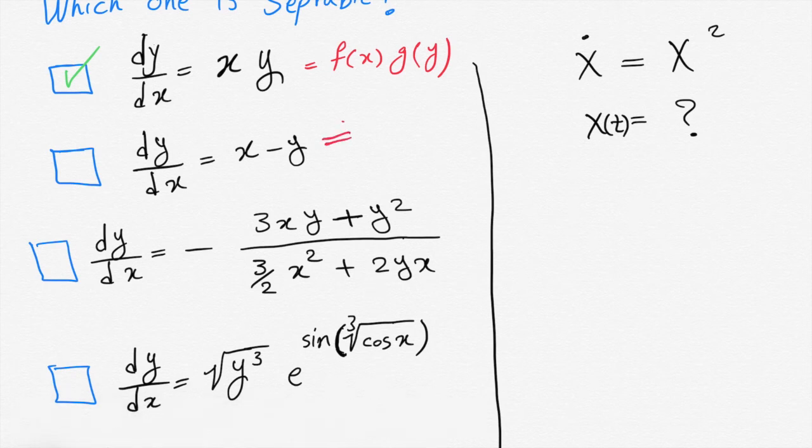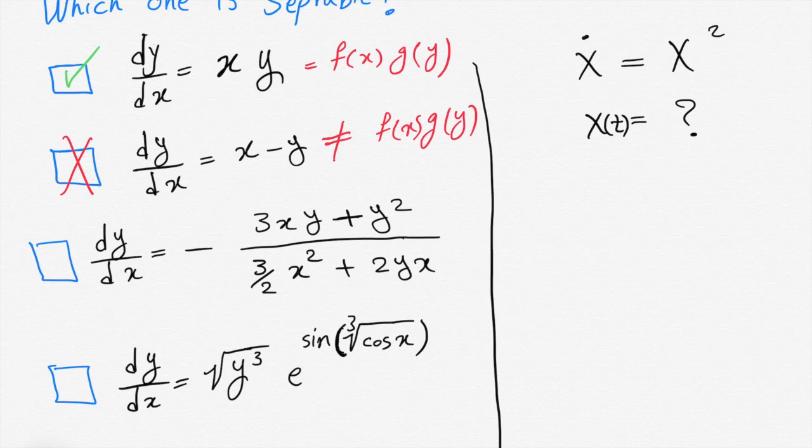How about the second one? The second one, you cannot write it as f of x times g of y, right? It doesn't matter how much you try. Therefore, this one is inseparable. So what should we do with this? For separable differential equations, we have a method to solve them. And if it is not separable, then we have other ways that we will talk about.